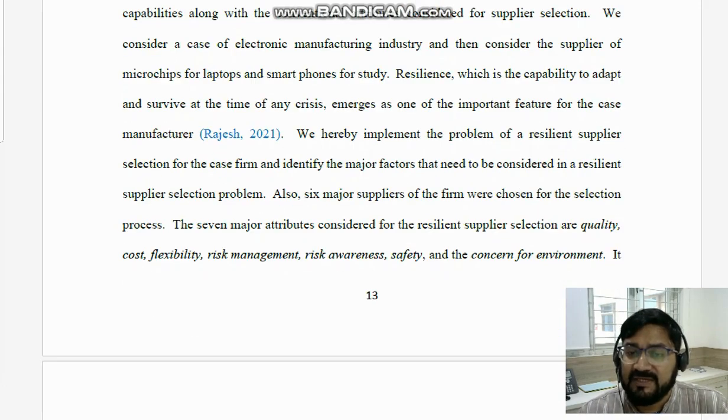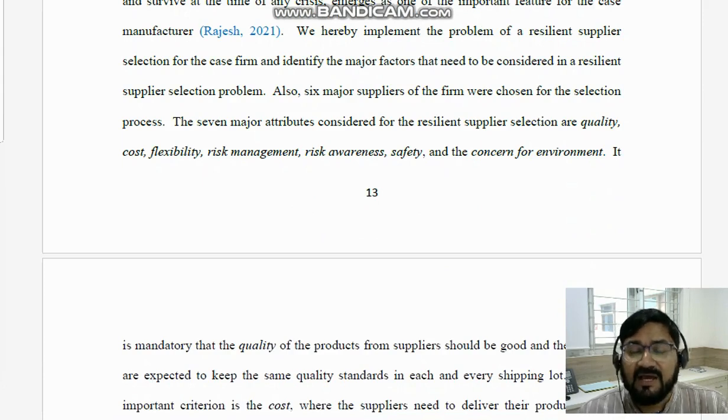So this is how we take up the evaluation, and we can see that there are different criteria for evaluation. So for the selection, we take these criteria. One is quality, cost, flexibility, risk management, risk awareness, safety and concern for environment. So these are the criteria we are taking for the evaluation, and you can see the first three criteria, that is quality, cost and flexibility, we consider as the primary performance criteria. So these are the very important criteria, and all others are added as extra criteria for resilience.